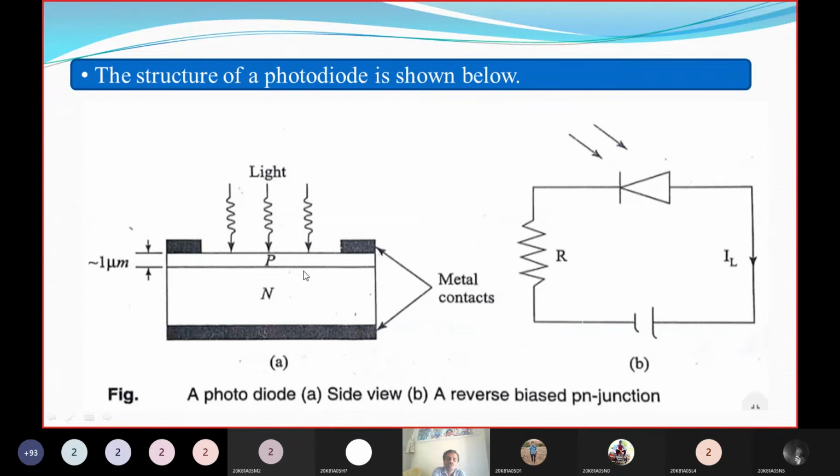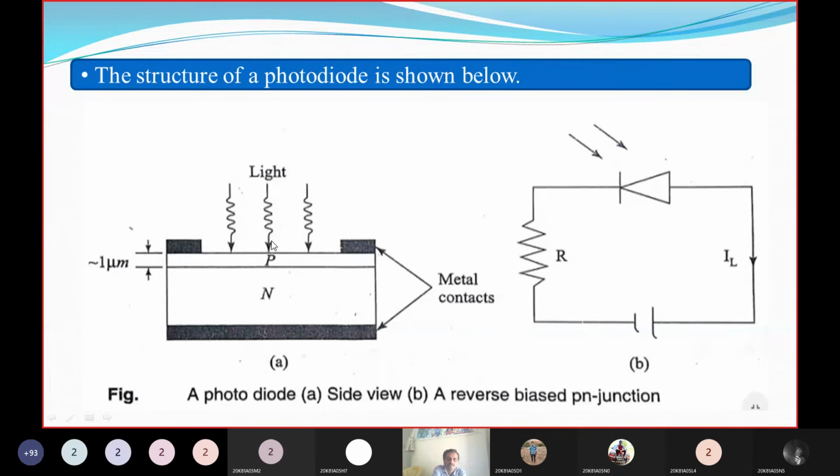That P layer diffuses on the N layer, and a junction will be formed in between the P region and N region. Similarly, for the N region and P region, we are connecting metal contacts to supply the power. To supply the voltage, these will act as an anode and cathode. Okay, so this is the side view of the photodiode.